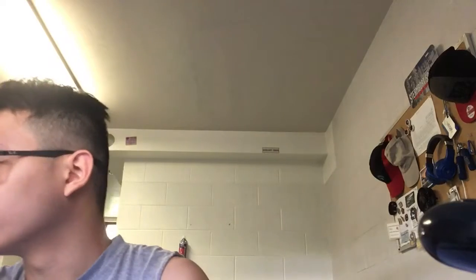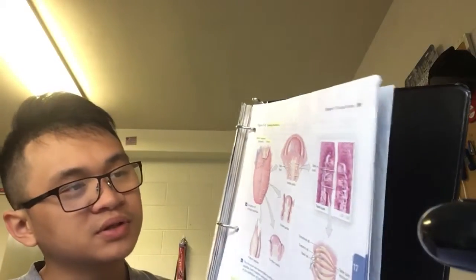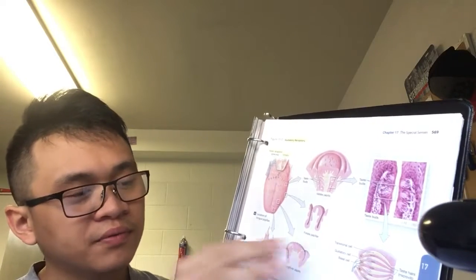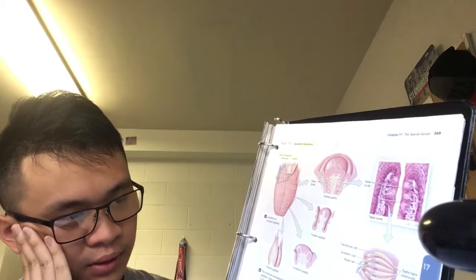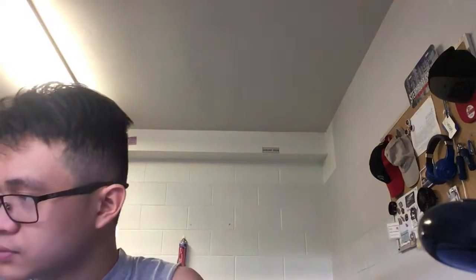Now I'm going on to taste. For taste, we talk about this figure: gustatory receptors, taste buds, umami, papillae, taste papilla, that type of stuff. Taste papillae are little bumps that we thought were taste buds.